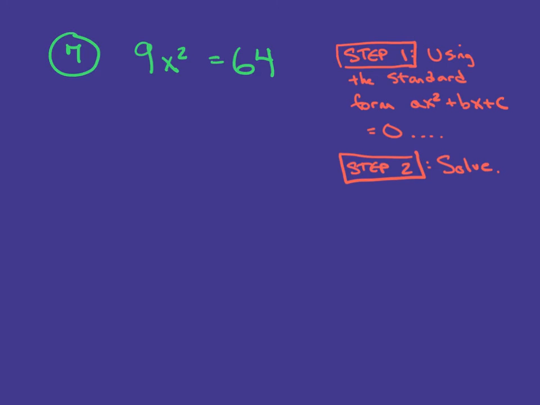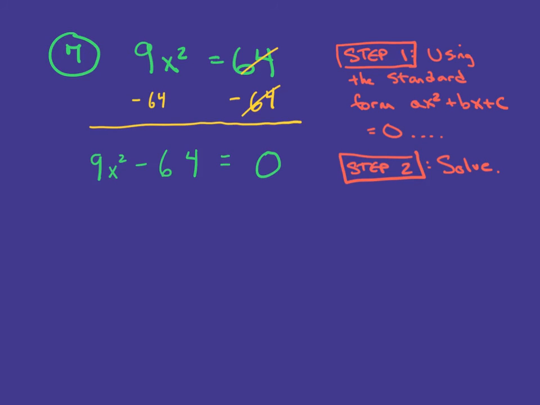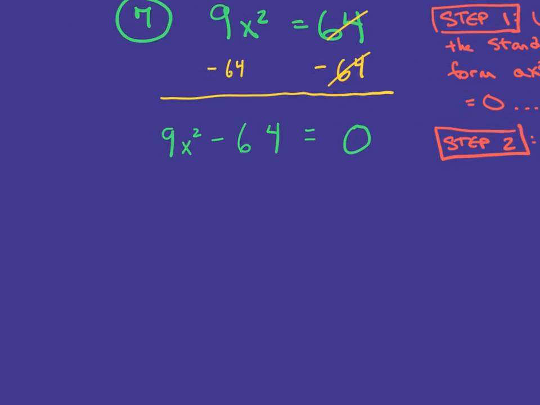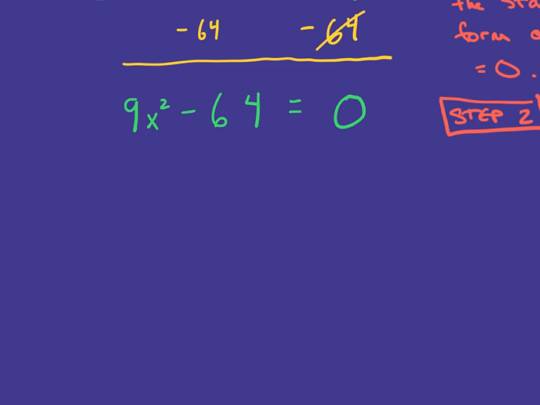Number 7, 9x squared equals 64. Start out by setting it equal to 0. Subtract 64 on both sides. So we've got 9x squared minus 64 equals 0 now on the right. And so if it's a trinomial, you'll factor into 2 parentheses. If it's a binomial, you'll check to see if there's a greatest common factor.